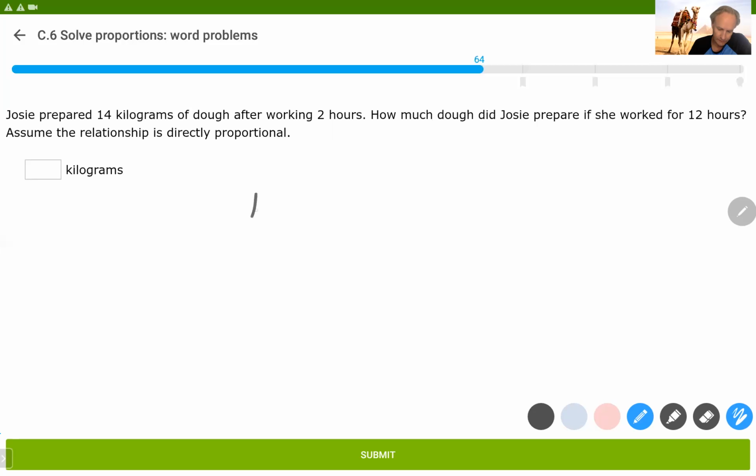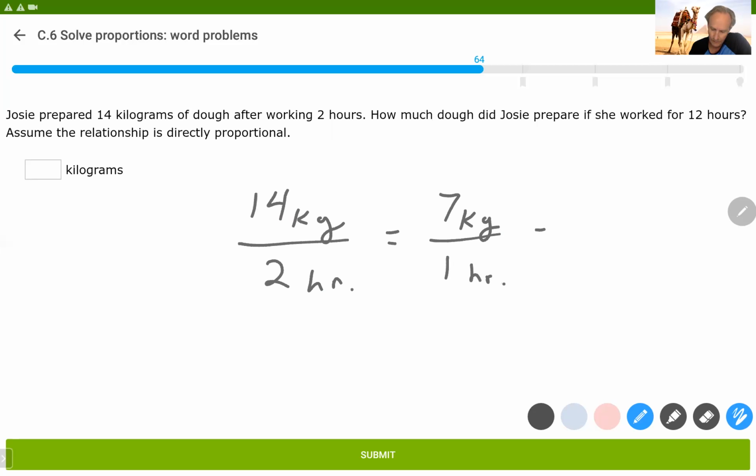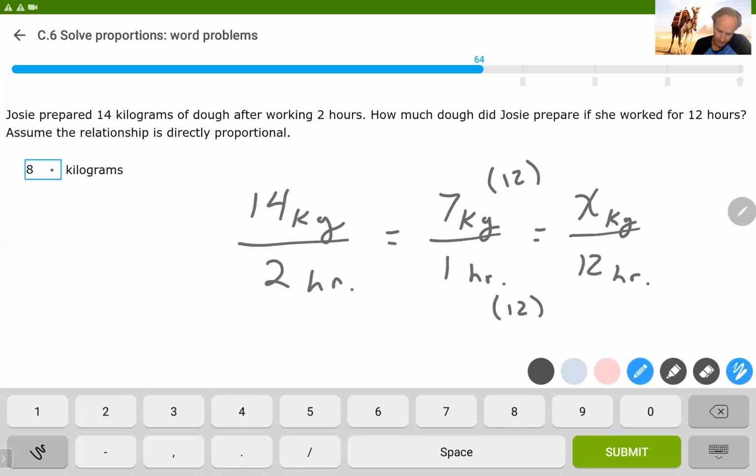14 kilograms of dough after working 2 hours is the same as 7 kilograms per hour. How much dough in 12 hours? We multiplied by 12, so we have to multiply by 12. That is 84. It's a lot of dough.